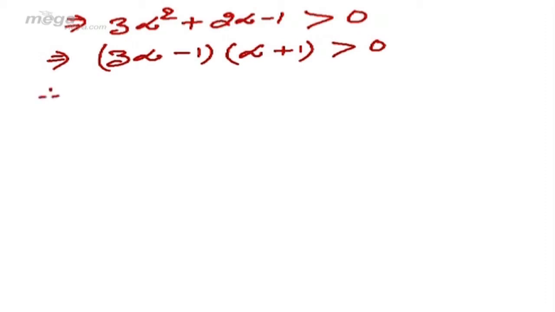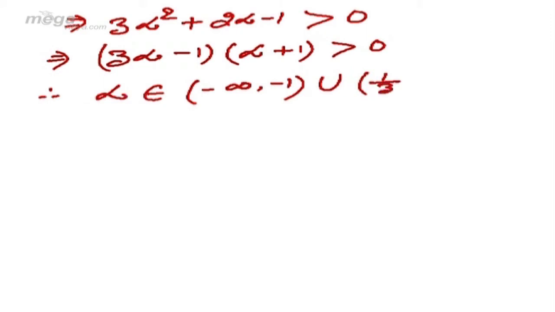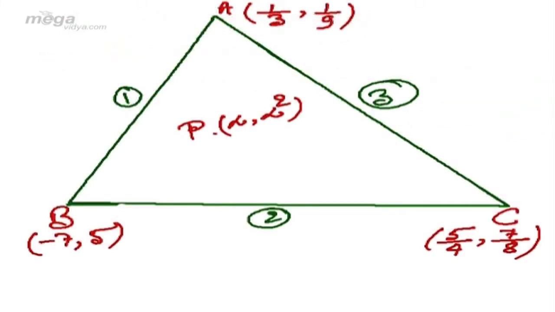So from here, you can say alpha belongs to minus infinity to minus 1 union 1 by 3 to infinity. This you will get, suppose equation number 4. This is using one of the conditions that the point P and C will lie on the same side of line 1. Now we will consider the point P and the point A will lie on the same side of line 2.